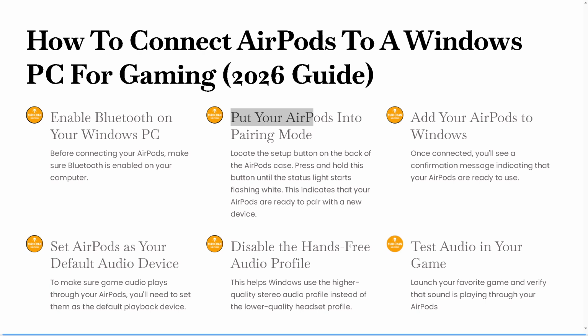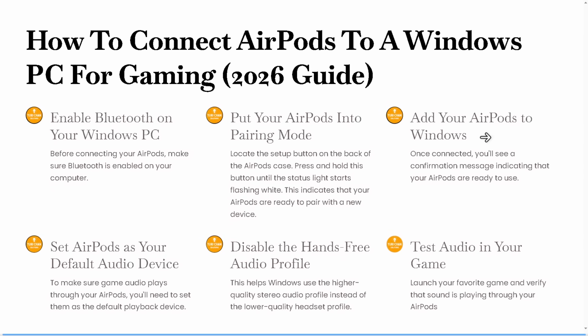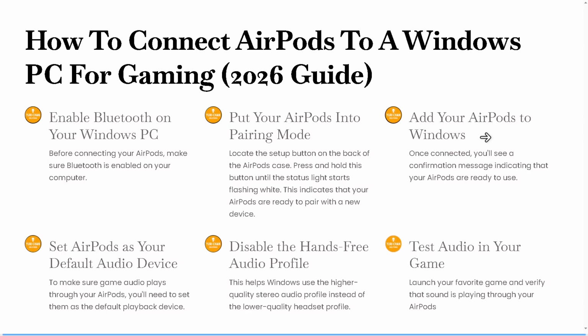Now, you need to add your AirPods to Windows. You need to return to your Windows Bluetooth settings. Click Add Device or Add Bluetooth Device, then select Bluetooth from the available options. After a few moments, your AirPods should appear in the list of available devices. Click on your AirPods name and wait for Windows to complete the pairing process. Once connected, you'll see a confirmation message indicating that your AirPods are ready to use.